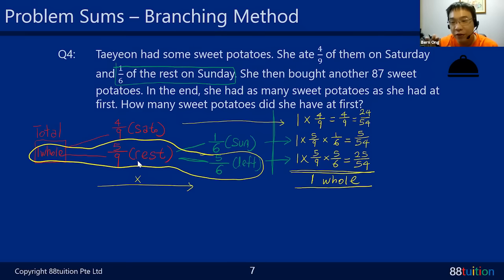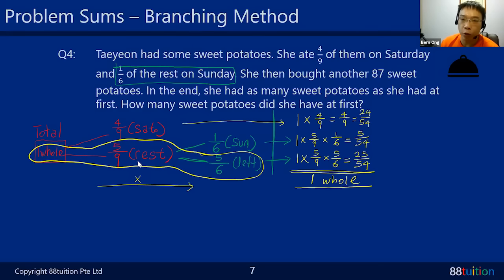So 54 is like your total units. 24 is eaten on Saturday. 5 is eaten on Sunday. And 25 is the leftover. Then let's look at the question. After she ate on Saturday and Sunday, she goes and buys another 87 sweet potatoes. After she buys that 87, what happened? The total goes back to one whole unit again.